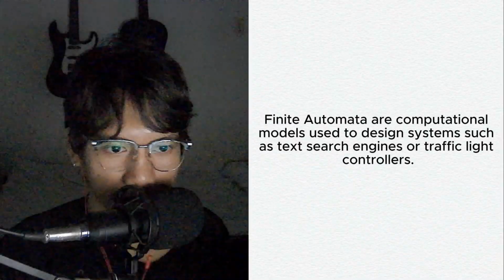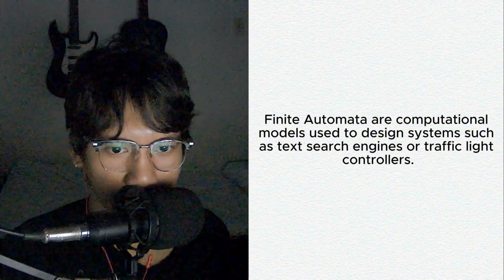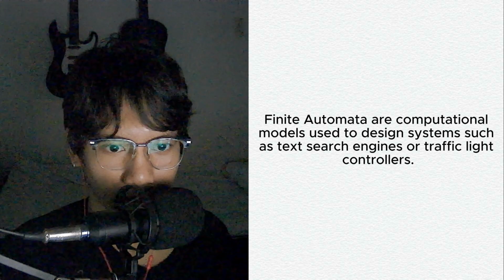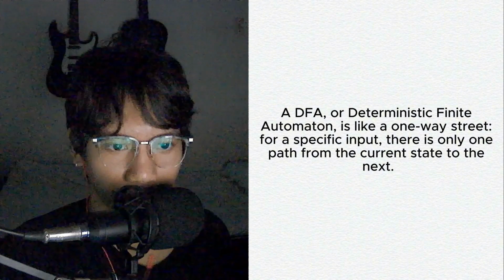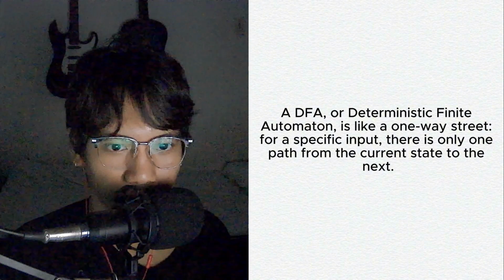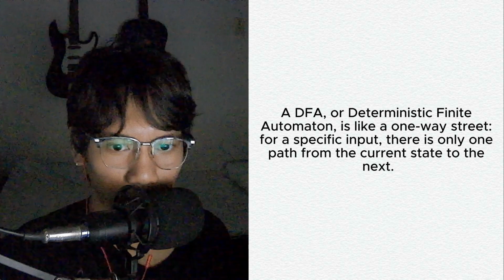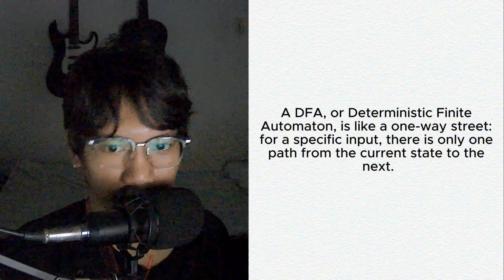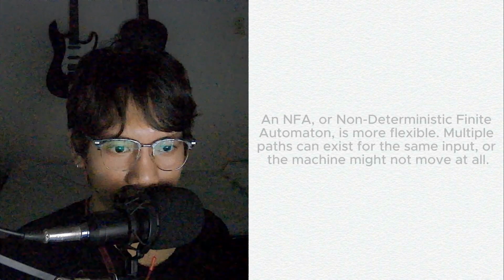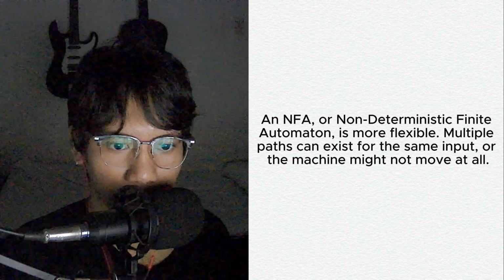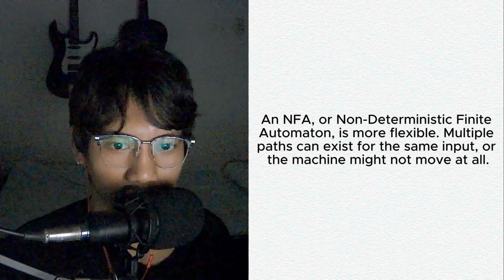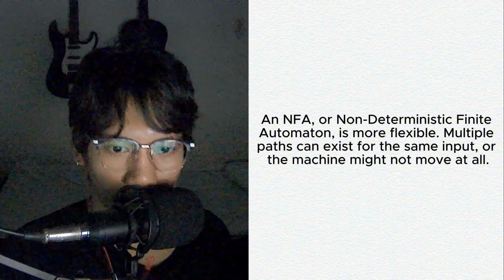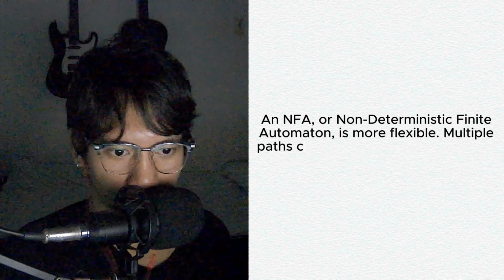First, finite automata are computational models used to design systems such as text search engines or traffic light controllers. Second, a DFA, or deterministic finite automaton, is like a one-way street. For a specific input, there's only one path from the current state to the next. Third, an NFA, or non-deterministic finite automaton, is more flexible. Multiple paths can exist for the same input, or the machine might not move at all.